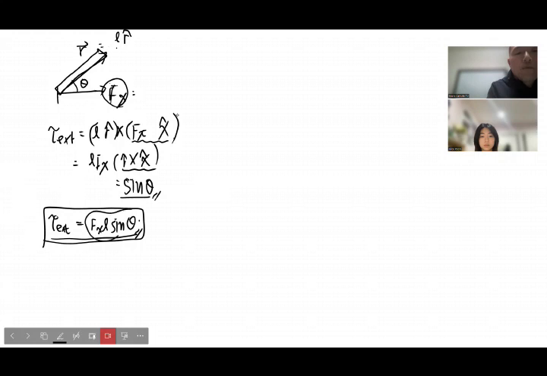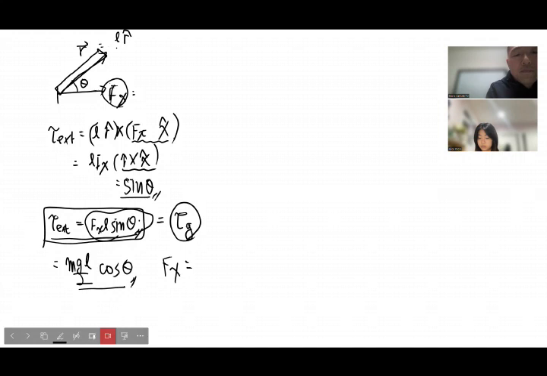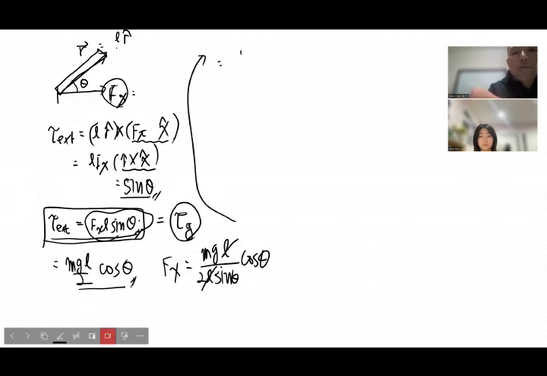So if you have the horizontal external force applied to the end of the rod, then that torque should be the same as the torque from the gravity, which was mg L over 2 cosine theta. So from that, Fx should be mg L cosine theta over 2 L sine theta. The L cancels out from numerator and denominator. That leads to mg over 2 cotangent theta.